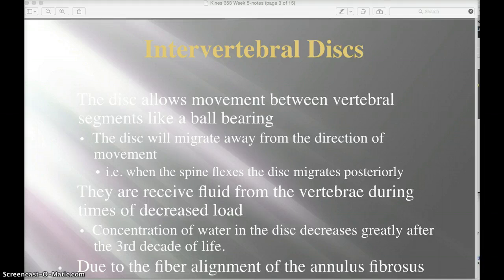As we move from cervical, thoracic to lumbar, there's going to be different anatomical landmarks, and we'll talk about some of those when we get to each portion of the spine. One of the things to note is the second bullet point there. It says the disc will migrate away from the direction of movement. So when the spine flexes, the disc migrates posteriorly.